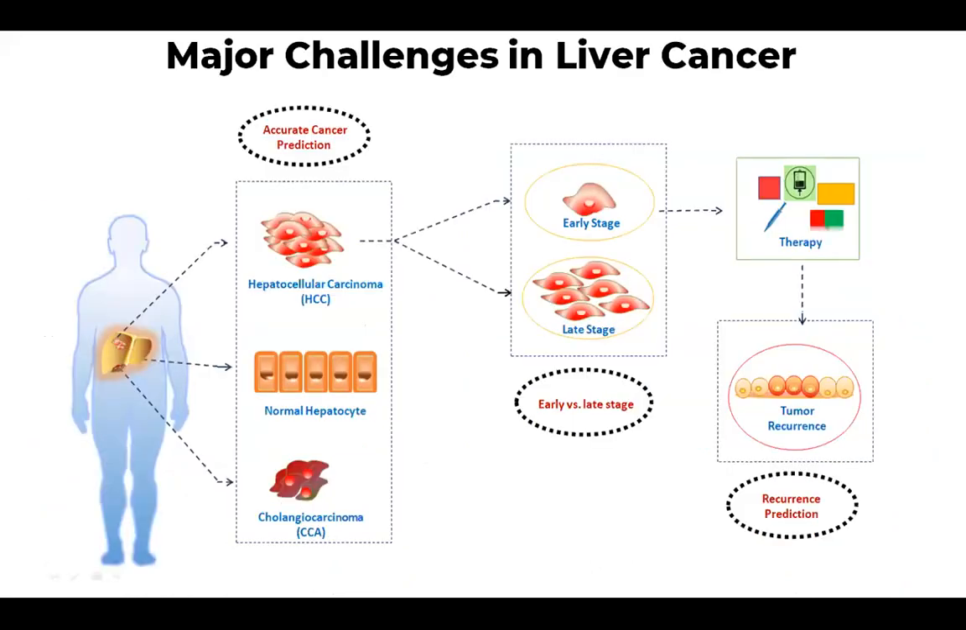Liver cancer is oftentimes misdiagnosed or detected too late for any effective treatment. Another factor that contributes to poor outcomes for liver cancer patients is the frequent recurrence of the tumor. So with these concerns in mind, I have framed a number of research objectives with my collaborators to address these issues using bioinformatics.